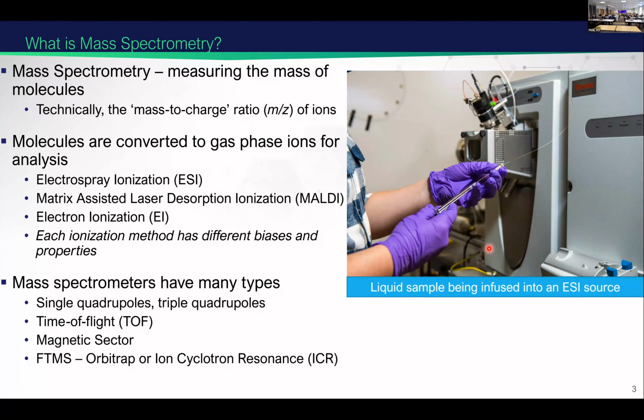But there's other ionization techniques, and every technique has pros and cons and biases. And there's also a big range of mass spectrometers. You've got low resolution instruments like single quadrupoles. You've got time of flight instruments you might have heard of before. But what we're really interested in today are FTMS instruments, specifically orbitrap or ion cyclotron resonance mass spectrometers.